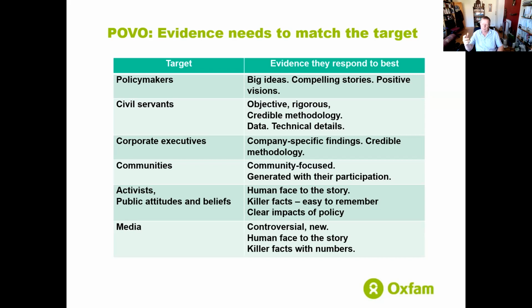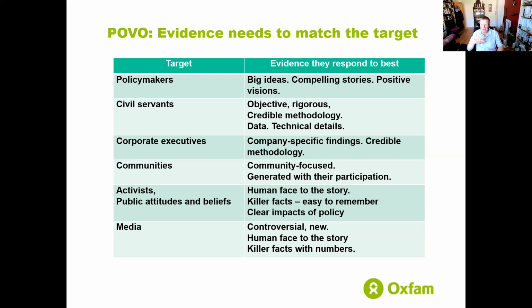If you're trying to influence companies, they want to know, what does my company need to do? They want to know what other companies are doing. They want to hear it from other companies. It's much better to send in another corporate executive than to send in a researcher or a CSO person.